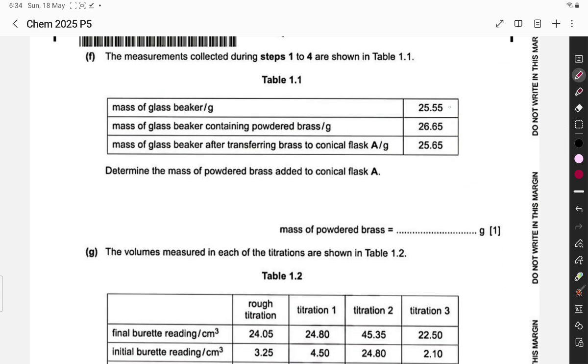Mass of glass beaker is 25.55. Mass of glass beaker containing powdered brass is 26.65. Mass of glass beaker after transferring brass to conical flask A is 25.65 grams. Determine the mass of powdered brass added to conical flask A. So this is 1 gram.